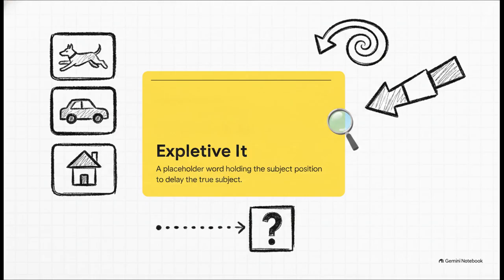Let's shift gears to a really fascinating structural tool, the expletive it. Actually, let me clarify right away that this is not the personal pronoun it that refers back to a specific noun, like a dog or a car. Nope, this is a placeholder word. It basically holds the subject position temporarily, delaying the true subject until later in the sentence.